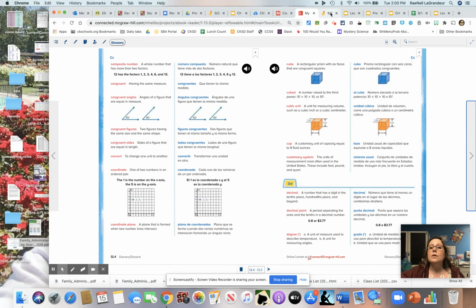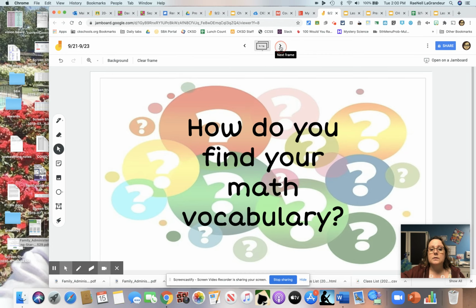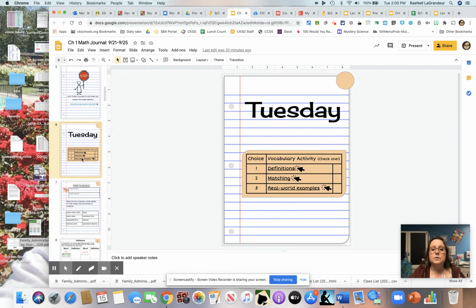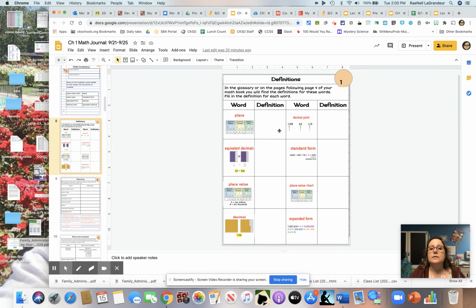Okay, so now that we know how to find our words, I'm going to really quick, notice I've got a little note for myself reminding me, I'm going to show you our 3 tasks. I'm actually going to show you in our math journal. So this should be our math journal. Here's Tuesday. It says definitions. Here's that other page. Now, here is the definitions.